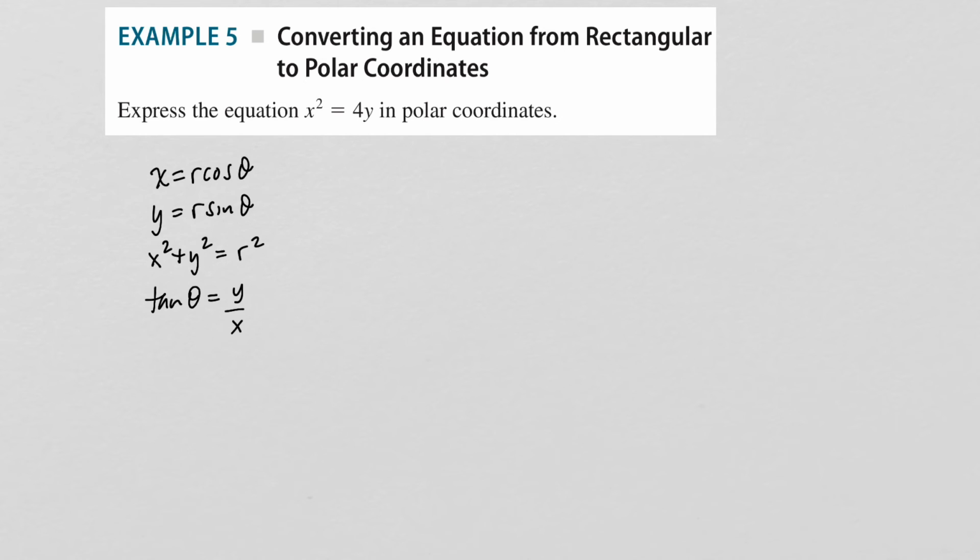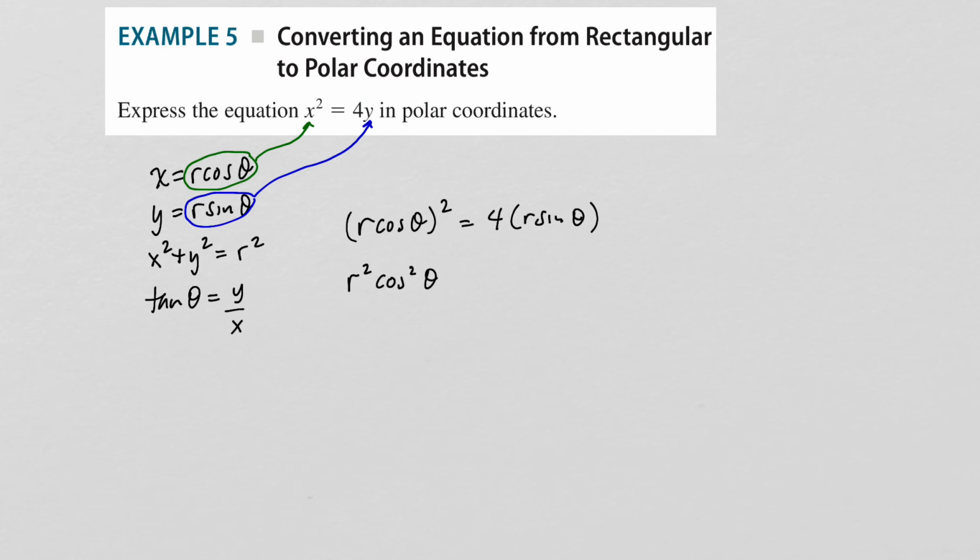And so if you keep in mind these formulas, notice that we can replace x here with r cosine of theta, and we can replace y with r sine of theta. And if we do that, we have r cosine of theta, quantity squared, is equal to 4 times r sine of theta. And this is r squared cosine squared theta is equal to 4r sine of theta.